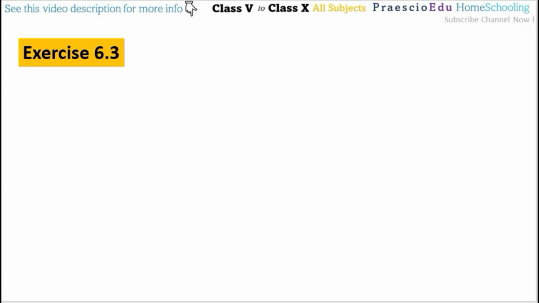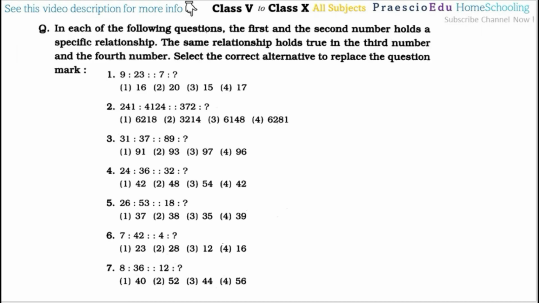Now we are going to see exercise 6.3, which is available on page number 187. So now there is a common instruction, same as we saw earlier in the solved examples. In each of the following questions, the first and the second number hold a specific relationship. The same relationship holds true in the third and the fourth number. Select the correct alternative to replace the question mark.